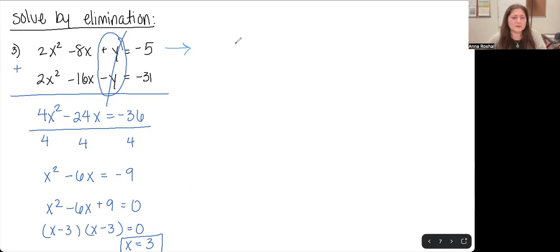Also, the numbers in the first equation are smaller, so of course I'm going to pick the first equation. And every time I see an x, I'm going to replace that x with 3. So I'm going to go 2 times 3 squared minus 8 times 3 plus y equals -5. Now you can tell you only have one variable, so ta-da, you can go in and solve that.